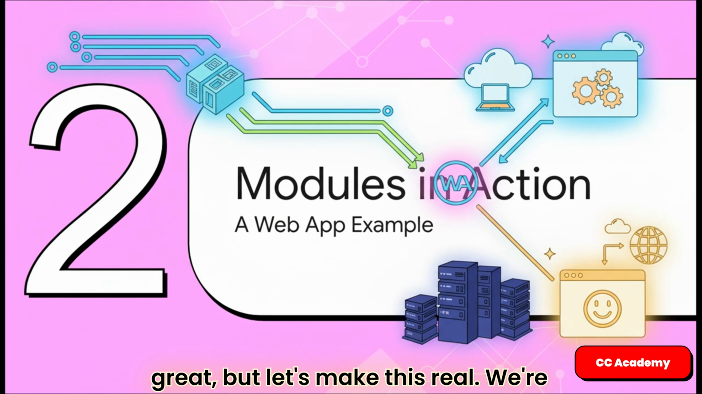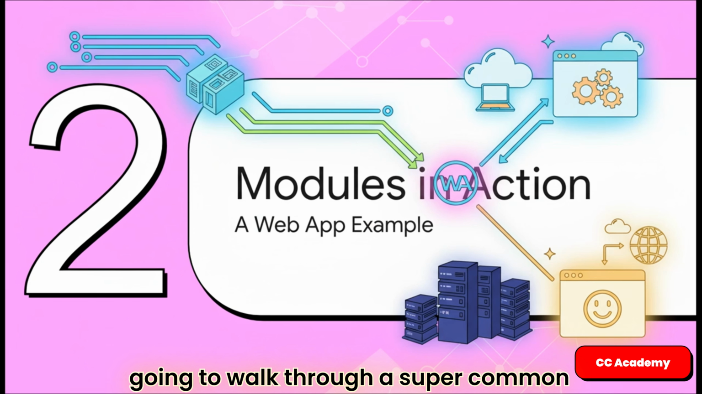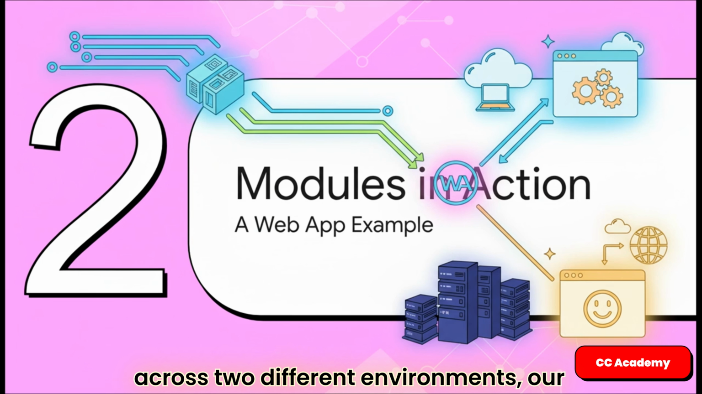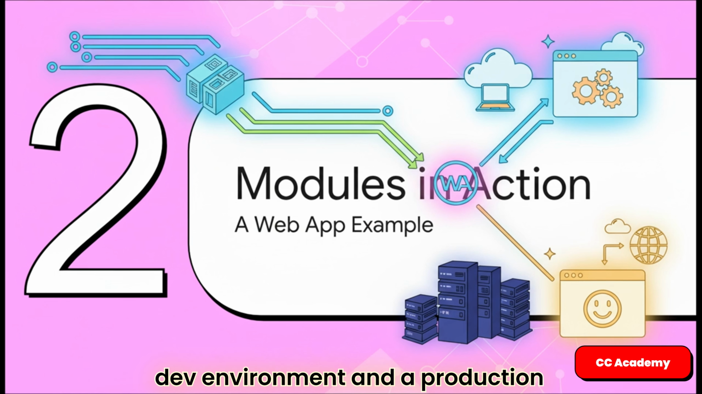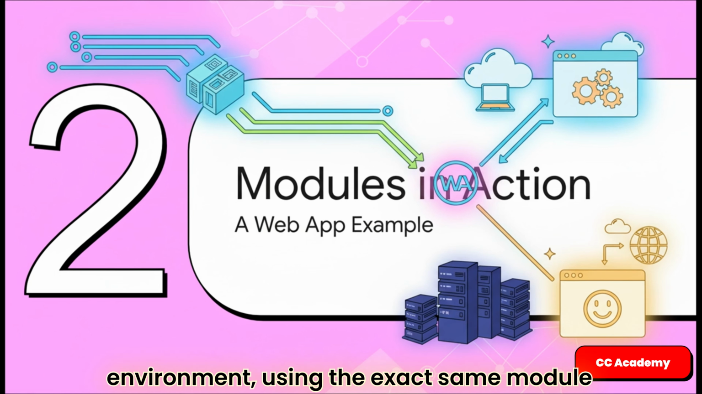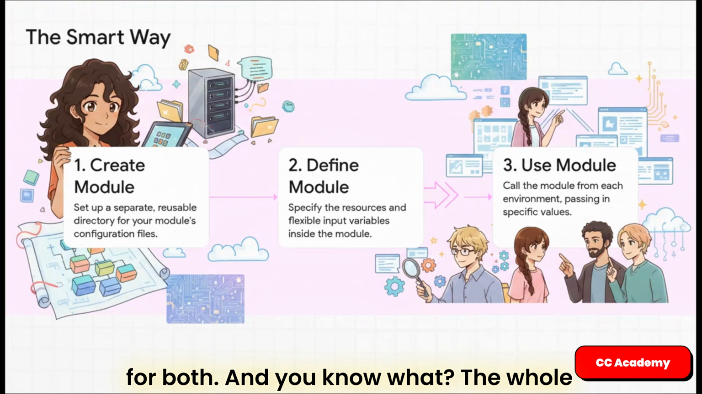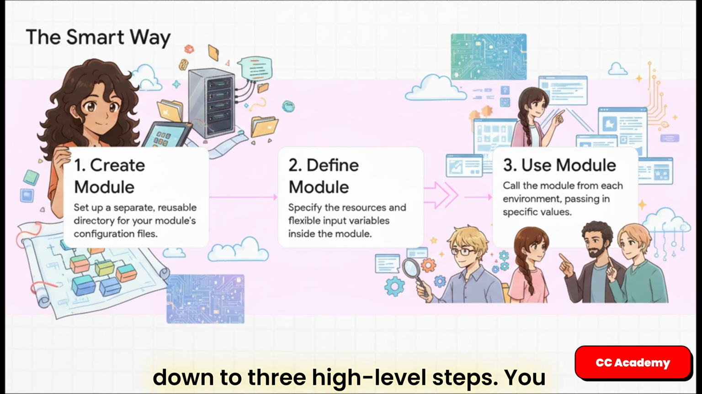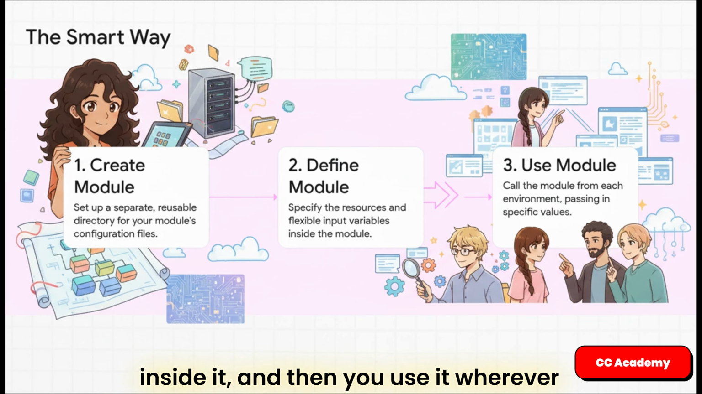Okay, so theory is great, but let's make this real. We're going to walk through a super common scenario: deploying a standard web app across 2 different environments, our dev environment and a production environment, using the exact same module for both. And you know what? The whole process is actually pretty straightforward. It really just boils down to 3 high-level steps. You create the module, you define what goes inside it, and then you use it wherever you need it.